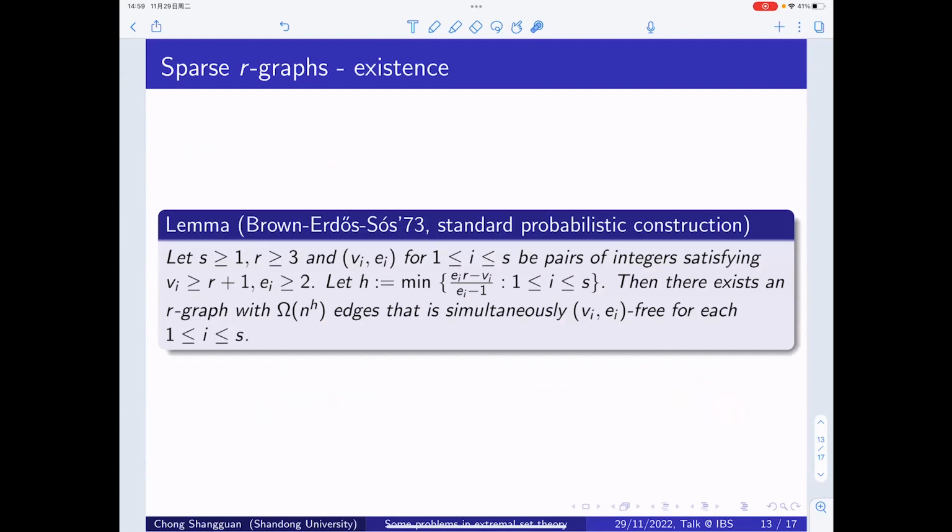The study of VE-free hypergraphs or sparse hypergraphs was also initiated by Erdős in his joint paper with Brown and Sós. So they proved some lower bounds for VE-free r-graphs using the standard probabilistic method. But we can just skip this because we will use the lower bound of VE-free graphs as a black box. So the strategy is that we use some sparse r-graphs to construct union-free and cancellative r-graphs. So the lower bounds for VE-free graphs serve as the lower bounds for union-free and cancellative r-graphs. So we can view these lower bounds as a black box.